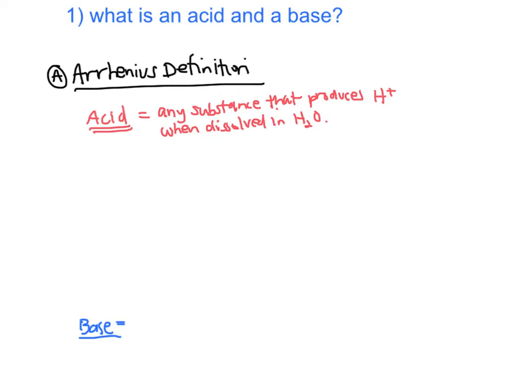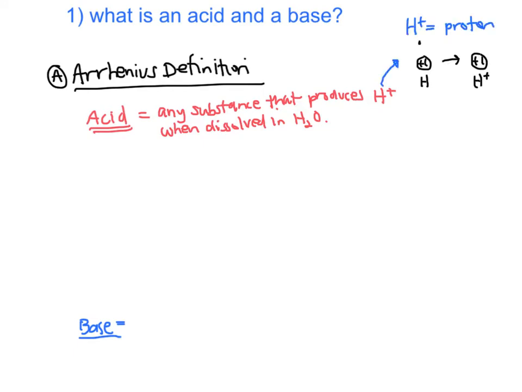All right, so let's define what an acid and a base are. I'm sure that in your life you've heard of things being acids or bases, but you might not have known exactly what that means. There are actually two definitions for acids and bases. The first one is the Arrhenius definition. The Arrhenius definition of an acid is any substance that produces hydrogen ion when you dissolve it in water.